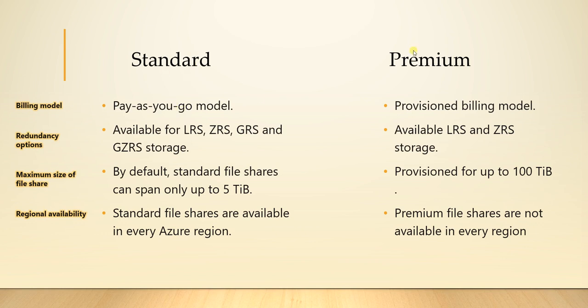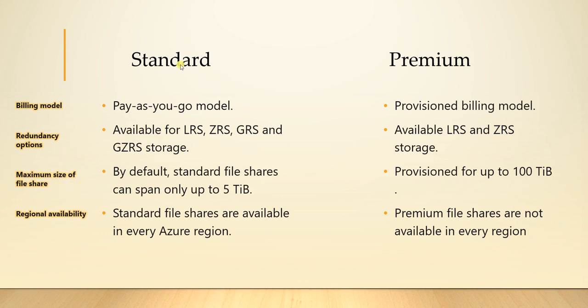For standard, you have a pay as you go model, and for premium, you have a provisioned billing model, which means you pay for how much storage you provision rather than how much storage you actually use. In redundancy, standard is available for LRS, ZRS, GRS and GZRS. This is locally redundant, zone redundant, geo redundant, geo zone redundant. And for premium, it is available only for LRS and ZRS storage. This I have shown you in the Azure portal while creating a storage account, right?